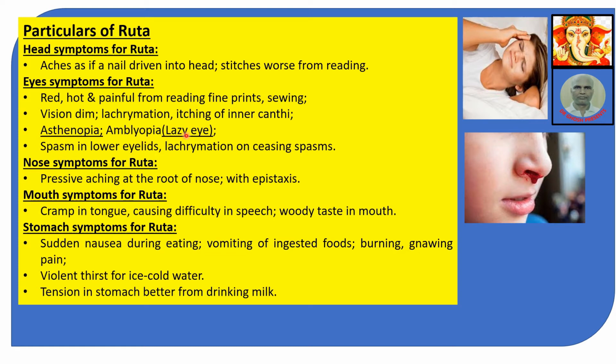Amblyopia is the lazy eye or also weak vision. Spasms in lower eyelid, lacrimation, seizing spasms. Nose symptoms of Ruta. Pressive aching at the root of the nose with epistaxis. Mouth symptoms of Ruta. Cramp in tongue, causing difficulty in speech, woody taste in mouth.